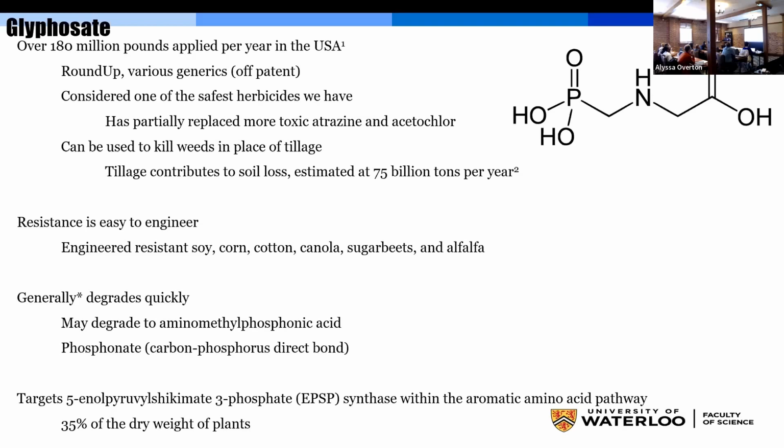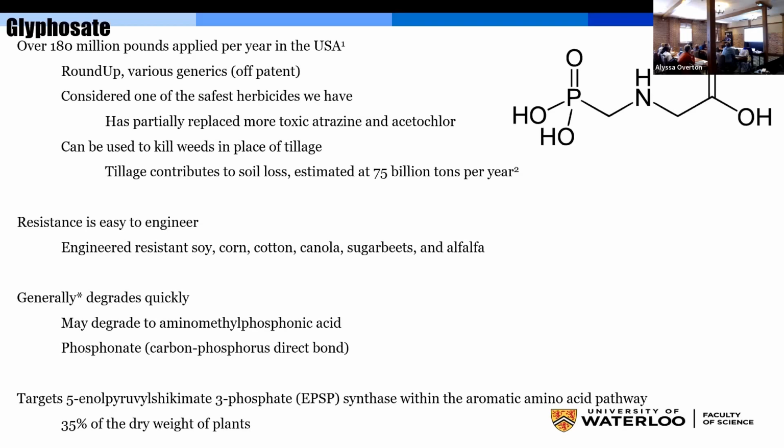And it can be used in place of tillage to kill the weeds rather than having to work the soil. Working the soil can often lead to a lot of degradation and a lot of soil loss. Estimated about 75 billion tons per year of soil loss. So 20 tons of soil for every ton of food we produce. Resistance to glyphosate is easy to engineer. It's been engineered into soy, corn, cotton, canola. And again, a lot of that is starting to come off patent. That was work done quite a long time ago.